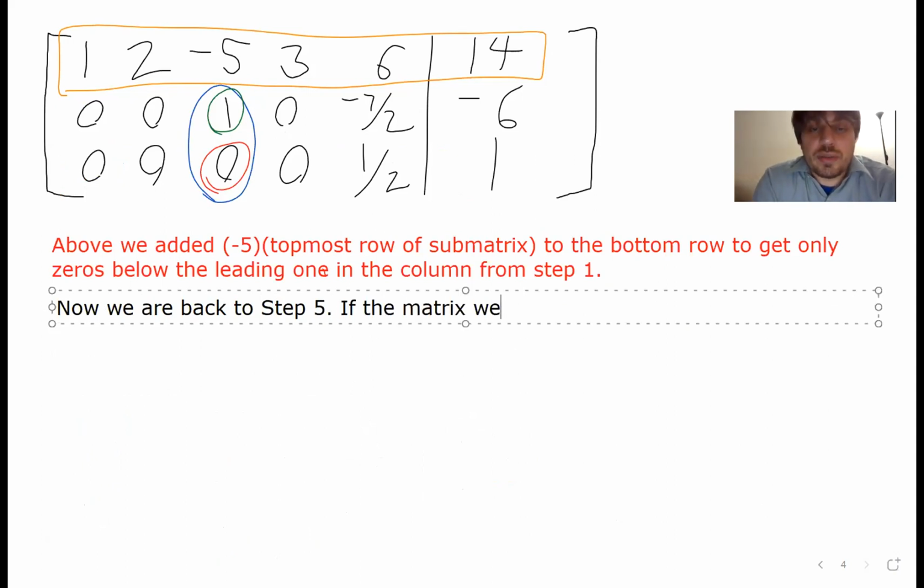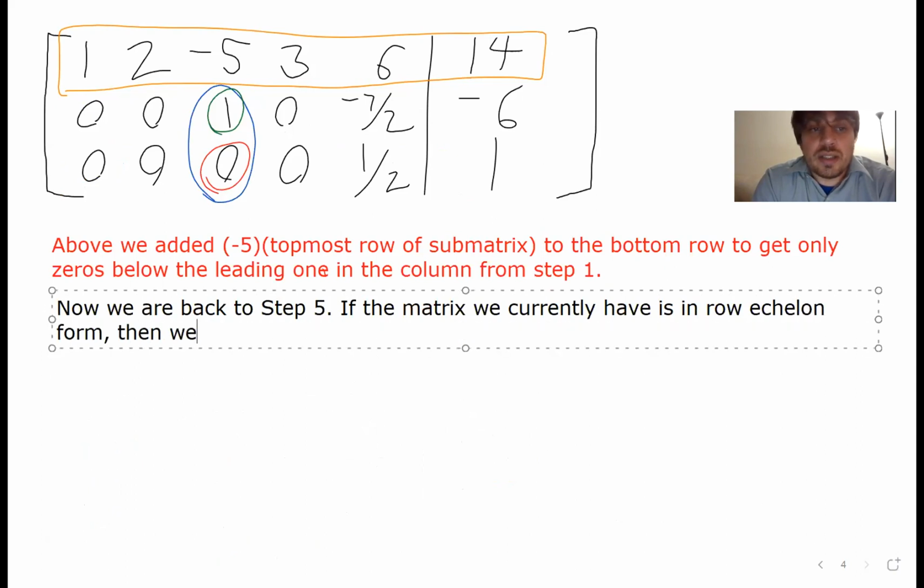If the matrix we currently have is in row echelon form, then we can move on to step 6. Okay, so we look at this matrix as we have it currently, and we want to see, is this matrix in row echelon form? Well, the first property is that every non-zero row has a leading 1. The first row has a leading 1, and the second row has a leading 1. But the third row does not have a leading 1. The first non-zero entry is 1/2, not 1. And so this matrix is not in row echelon form.